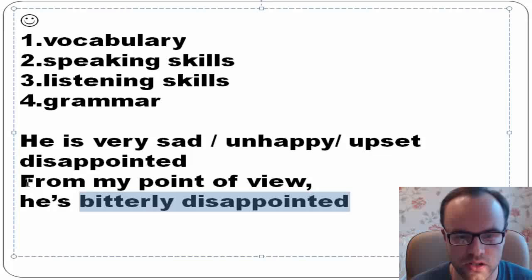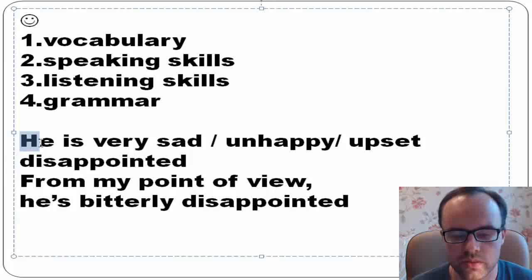I think that you see the difference. He is very sad. From my point of view, he is bitterly disappointed. Advanced students pronounce it more quickly and more naturally. Usually elementary pre-intermediate students say he is very sad. Advanced students don't make mistakes as a rule. I mean, such big mistakes. So from my point of view, he is bitterly disappointed.